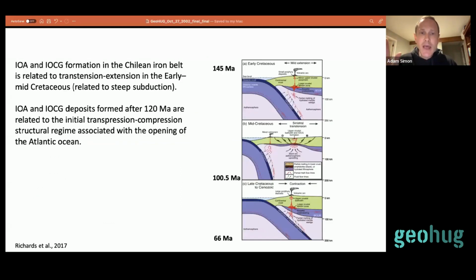If we look specifically at the Chilean iron belt, you can read the text on the left and listen to my voice. If we look at the three cartoons from top to bottom, what we know very well about the evolution of IOCG and IOA deposits in the Chilean iron belt is that they formed as the subduction zone environment changed at about 145 Ma. You can see here that between 145 and 100, the angle of the subducting slab increases. And that increase allows, as the middle cartoon shows, for back arc extension, and that creates normal faults. Normal faults are fluid conduits, and it also allows for back arc asthenospheric upwelling.